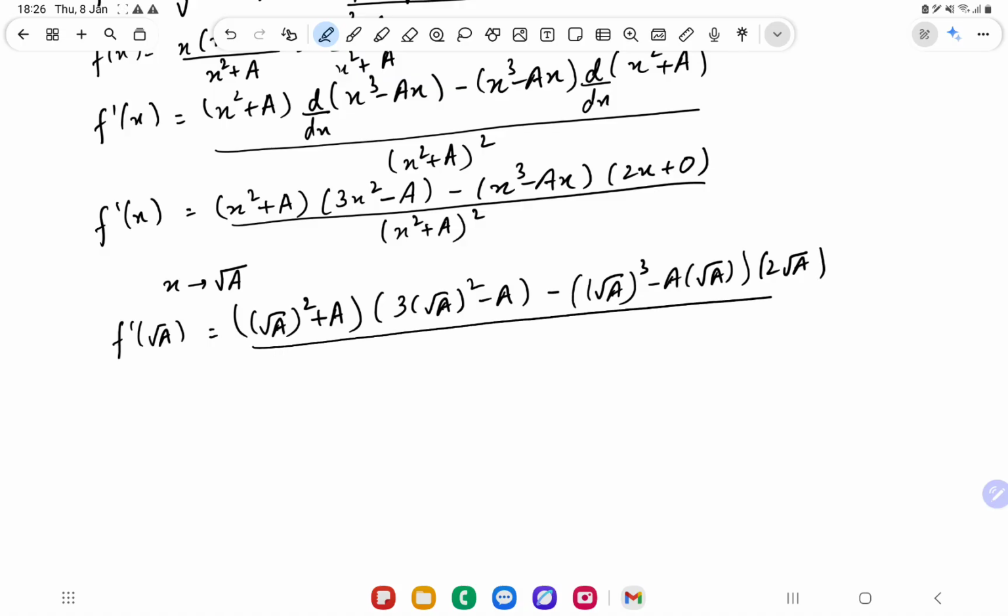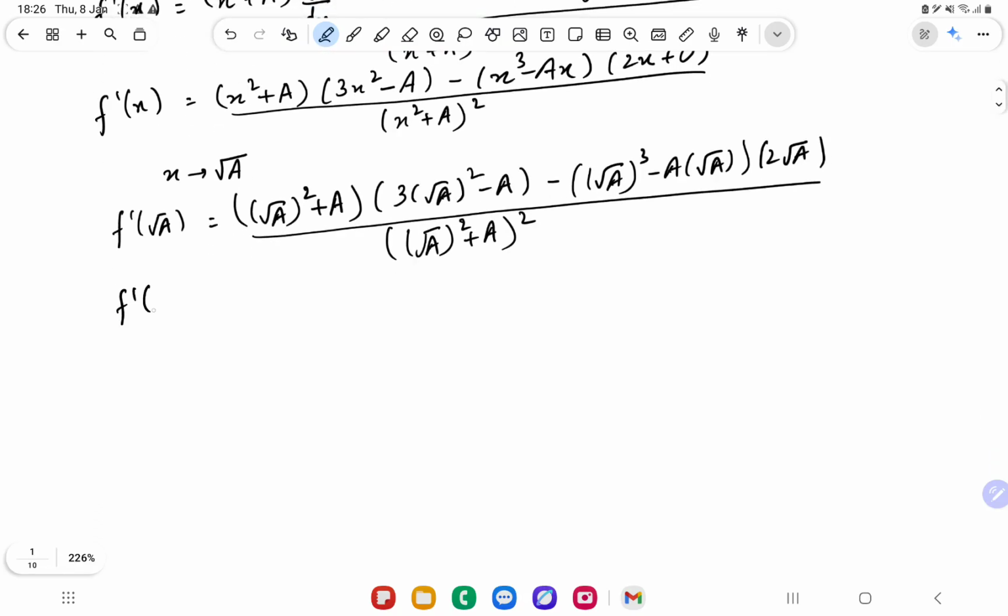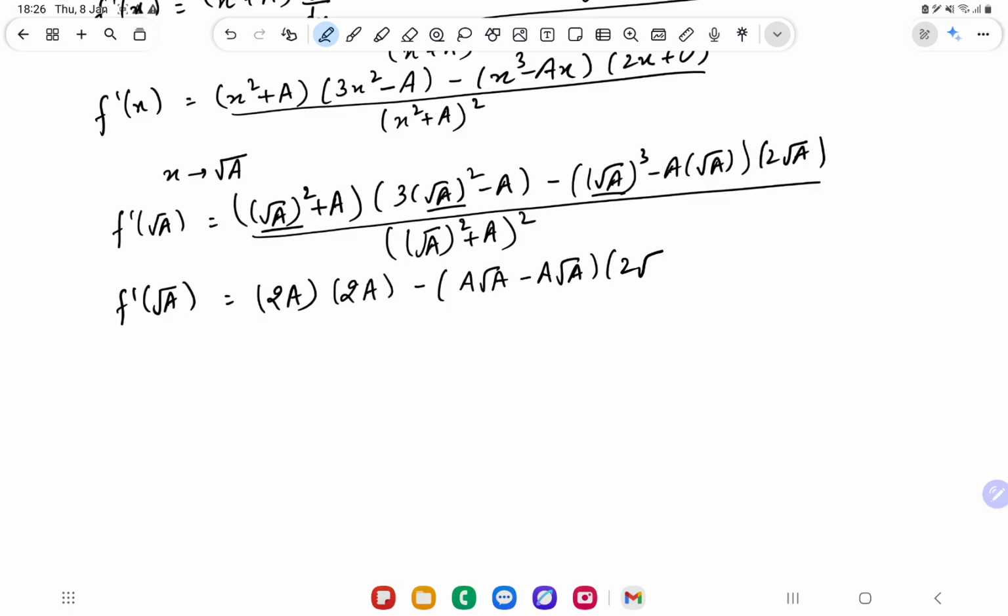Now it's basic simplification. Root a whole square plus a whole square. Root a square is a, plus a becomes 2a. This is also a, so 3a minus a is again 2a. Minus root a cube is a root a, minus again a root a, bracket 2 root a whole divided by root a square is again a plus a, which is 2a. So now here if you see, this term will become 0.